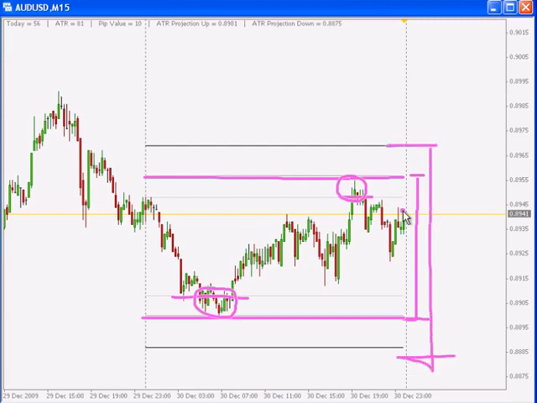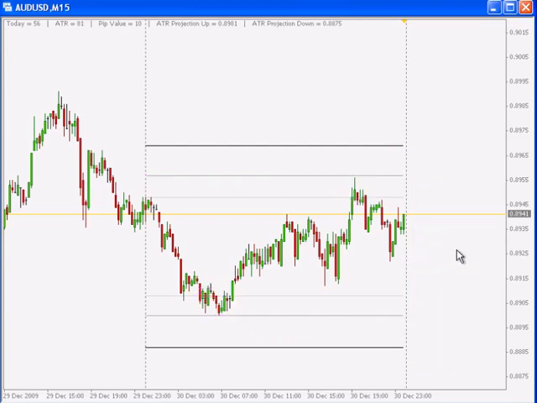Obviously, if price had broken the 70% anywhere throughout the day, you wouldn't want to take that trade anymore. Now, assuming we took the entry there, assuming that was our entry level, and let's assume also it's a buy entry, of course.